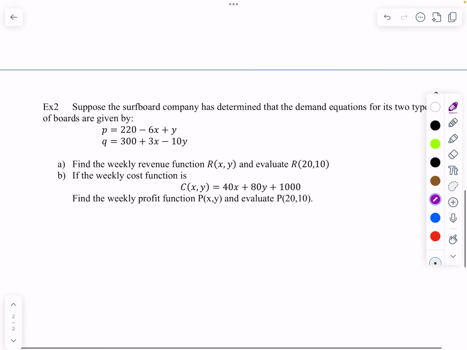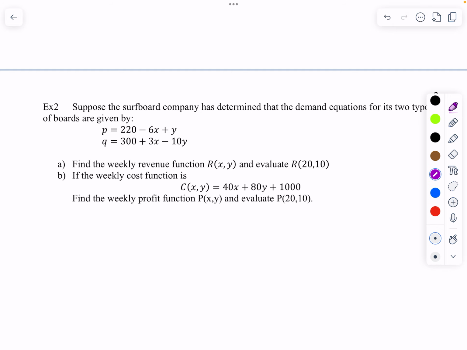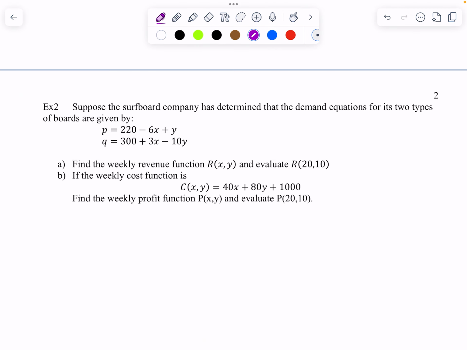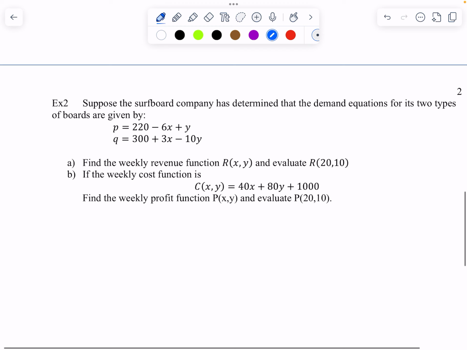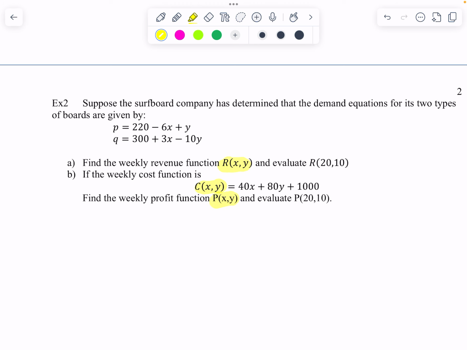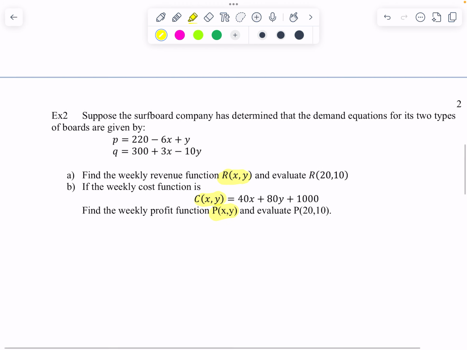All right, so let's do another example I have written down here. This is going to introduce the demand concept, what it means when you charge a certain price for each board, how demand fits in, and how we calculate the revenue in the sense of using functions of several variables. So we have R of x y and C of x y, and also P of x y as well. We want to calculate those.